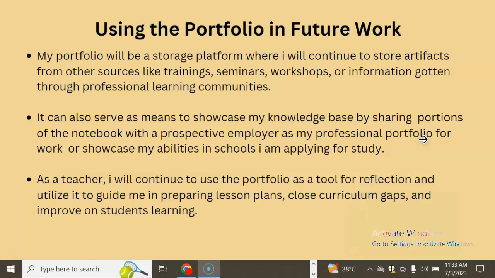As a teacher, I will continue to use the portfolio as a tool for reflection and utilize it to guide me in preparing lesson plans, closing curriculum gaps, and improving on student learning.